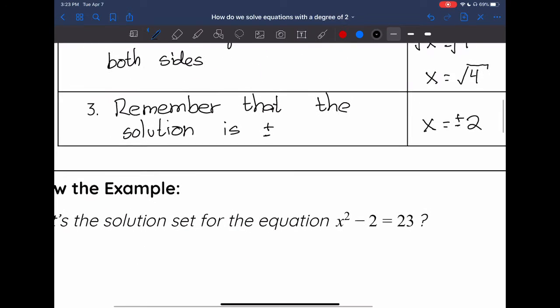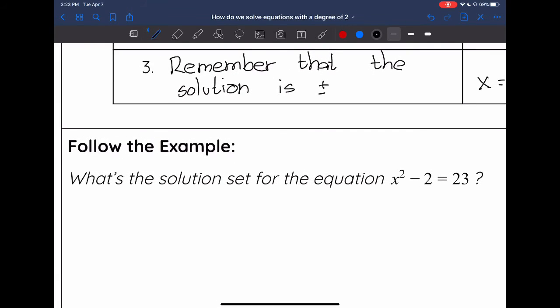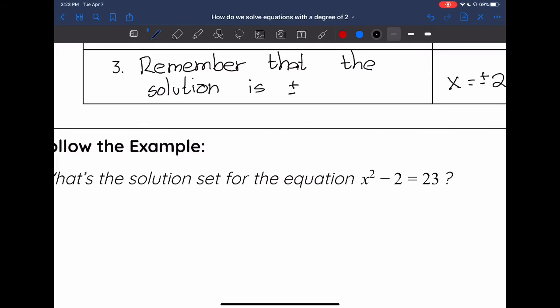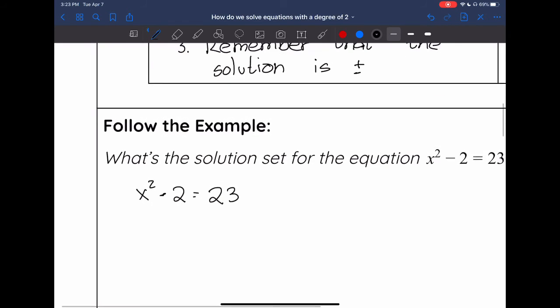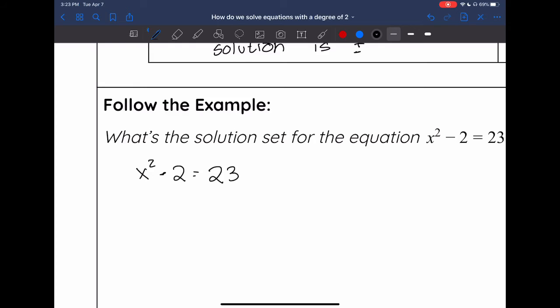So let's go over this example. What is the solution set for the equation x squared minus 2 is equal to 23? So I'm going to rewrite down here. We'll start our equation. X squared minus 2 is equal to 23. According to the first step, I need to use inverse operations to isolate x squared. So I have x squared minus 2. The operation between x squared and 2 is minus, which means the inverse is plus. So I need to add 2 to both sides.